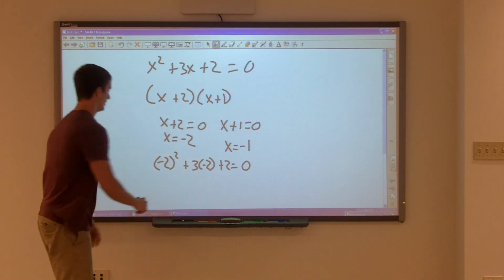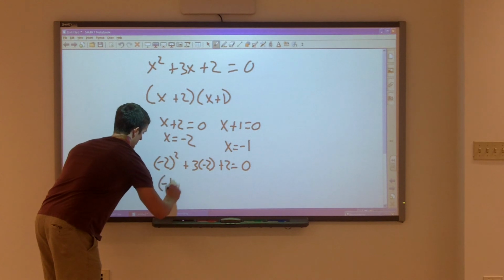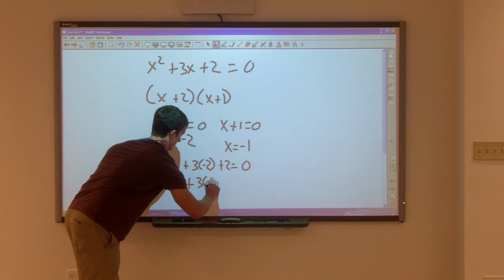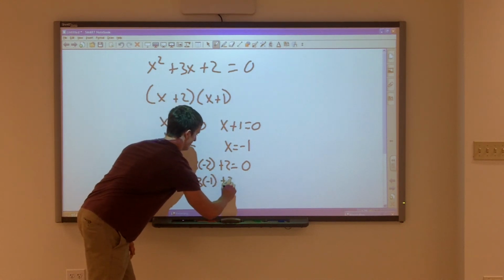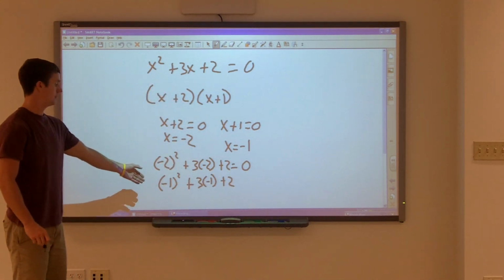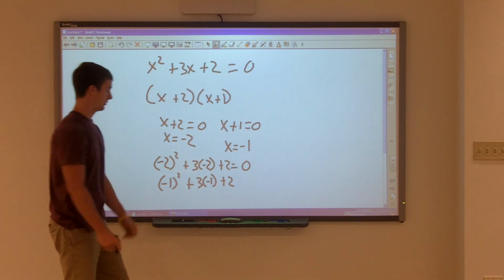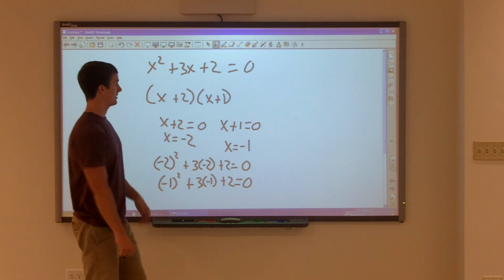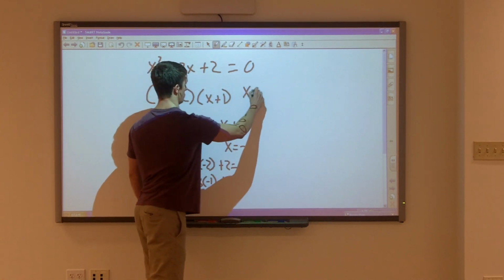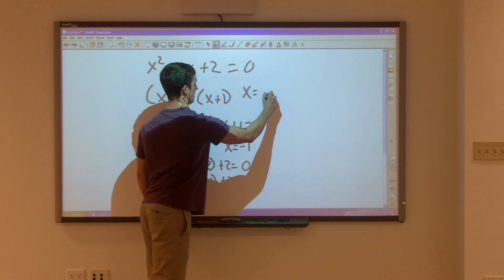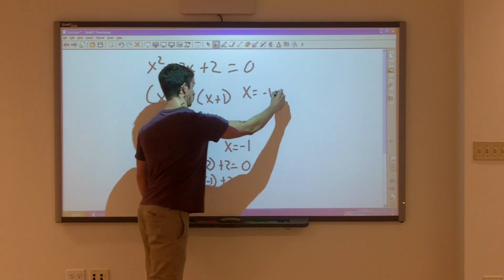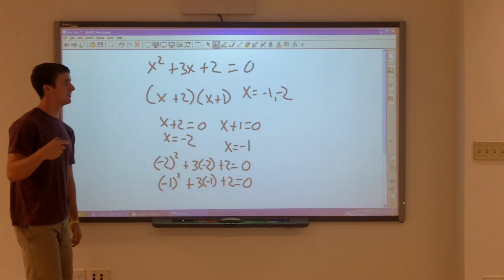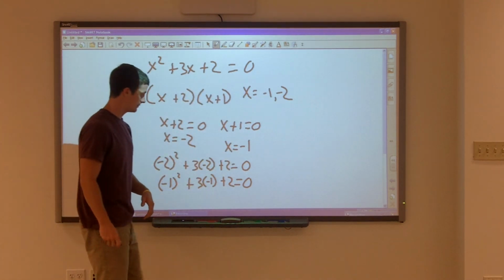And then when we plug negative 1 in, we'll have 1 minus 3 plus 2, and again, we'll get 0. So we know that x could equal both -1 or -2. So these are what we call the roots. Whenever you set it equal to 0, you're finding the roots of the equation.